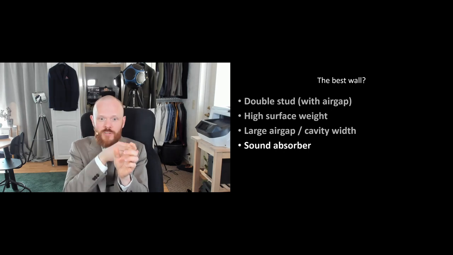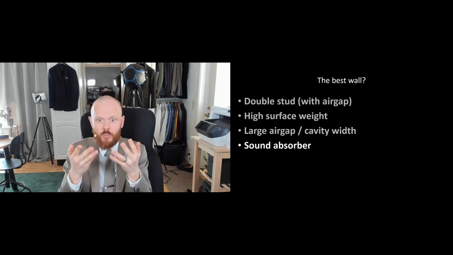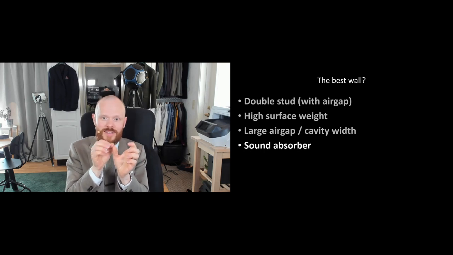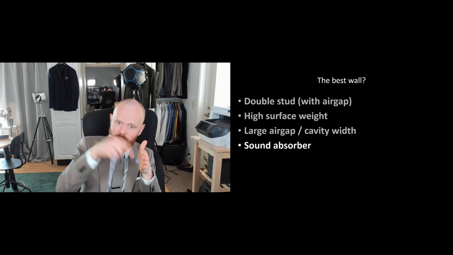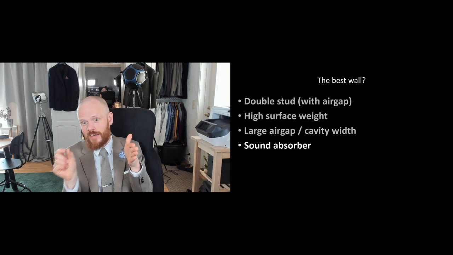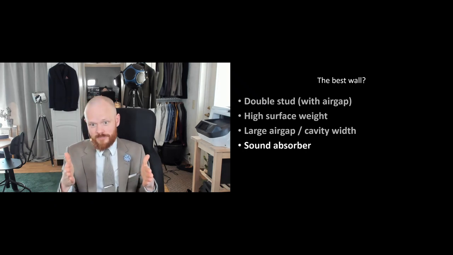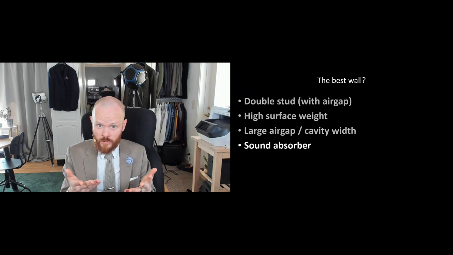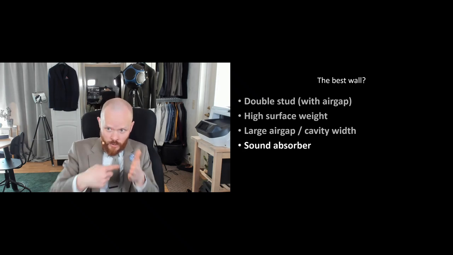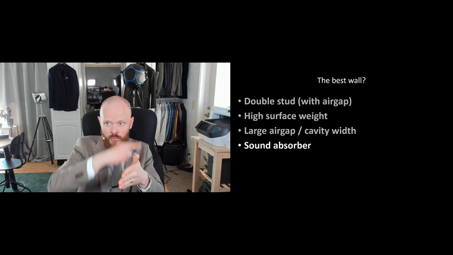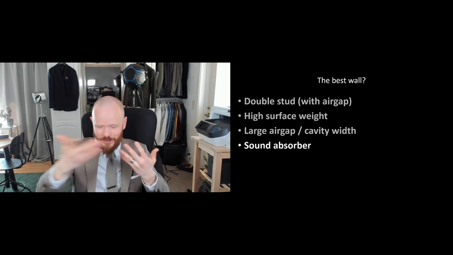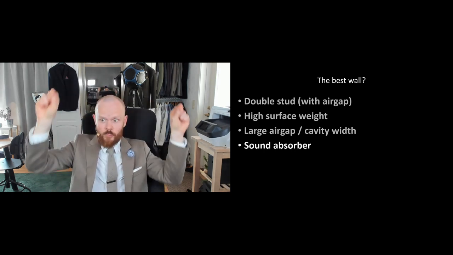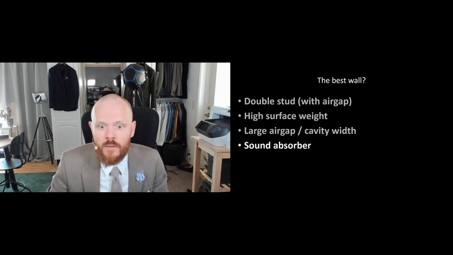You shouldn't distribute it 50-50, because then you will get the worst possible sound insulation. But if you have like 90% of the air cavity on one side of the glass and just 10% on the other, then you get much better sound insulation. Also, in really high quality, high performance windows you can sometimes find that they add sound absorber all around the edge of the window. You can't put it inside because then you can't see through it, but you can put an absorber around the edge. So that's how you do it.